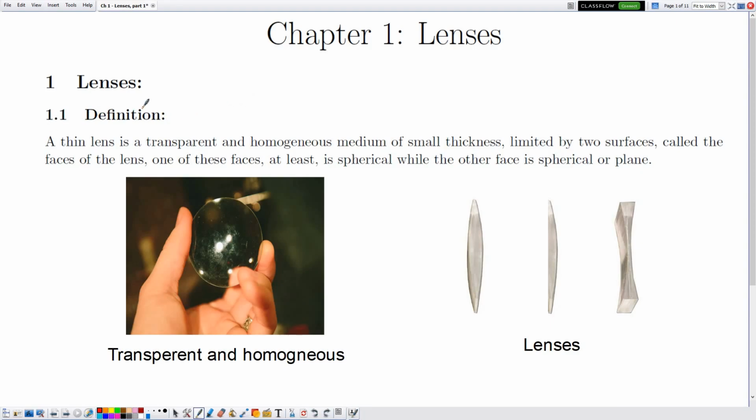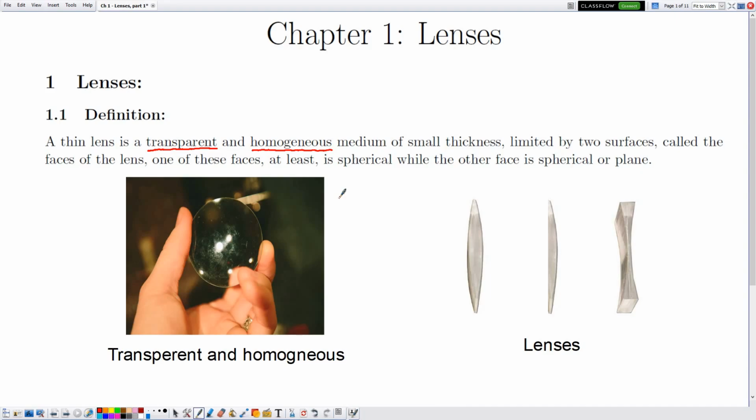Section 1.1, definition. A thin lens is a transparent and homogeneous medium of small thickness. What does the word transparent mean? Transparent means that when we look through the lens, we can see what's found behind the lens. And the word homogeneous means that it's made up of the same material. Usually, lenses are made up of either glass or plastic. If the medium is made up of a mixture of both plastic and glass, then this medium is not a lens anymore.